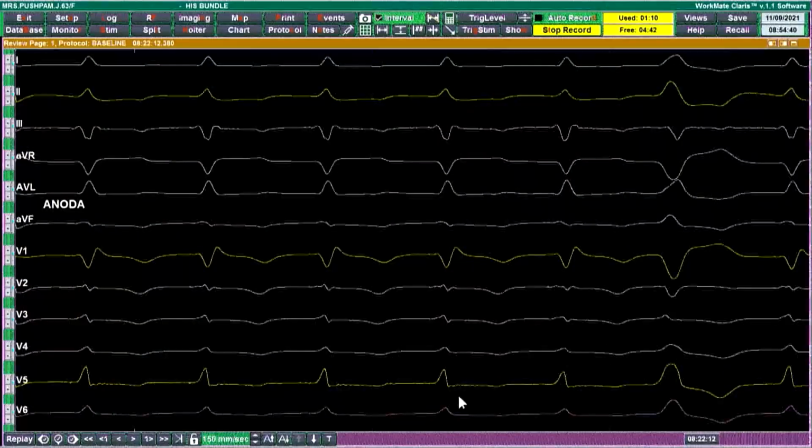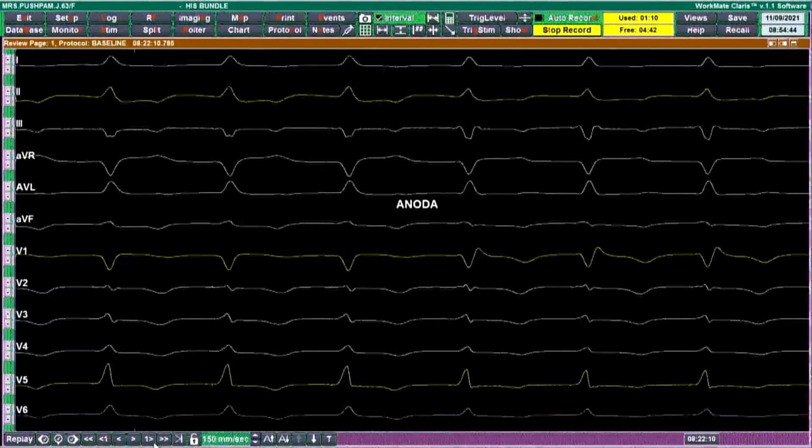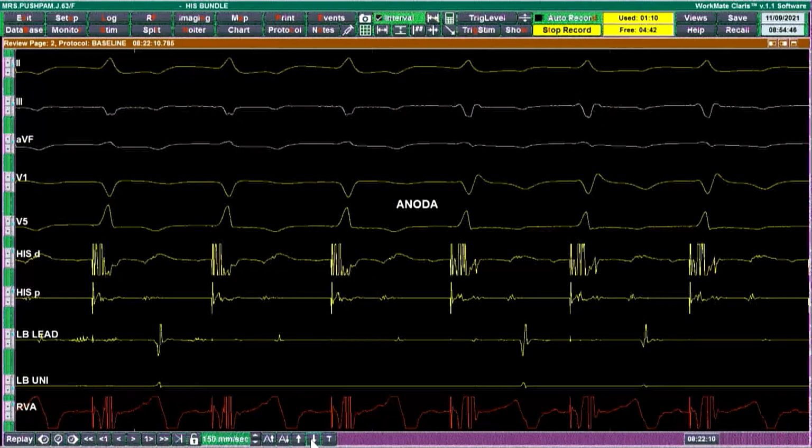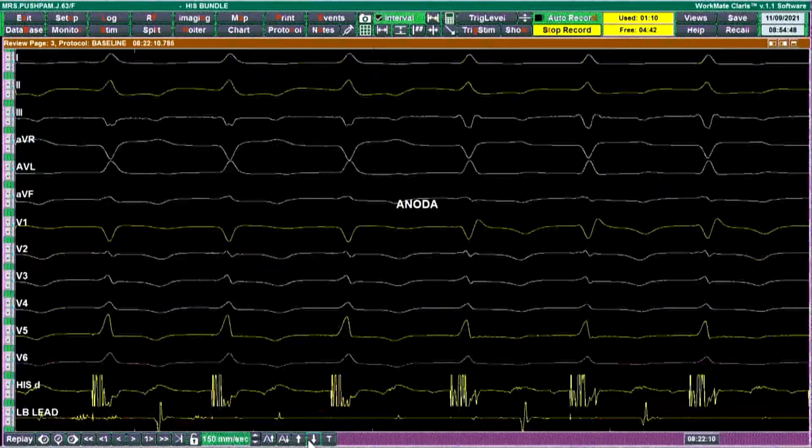Yeah. Go back. Yeah, so stop. In the first 3 beats, you can see lead V1 is still QS, right? There is no RBBB delay. We are pacing the left bundle lead in a bipolar configuration, so you are capturing both cathode and anode. In the first 3 beats, both anode and cathode are getting captured.